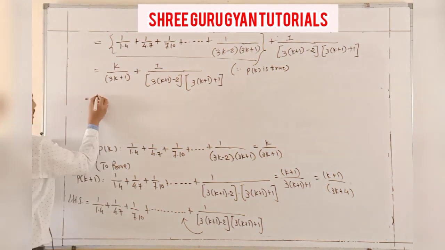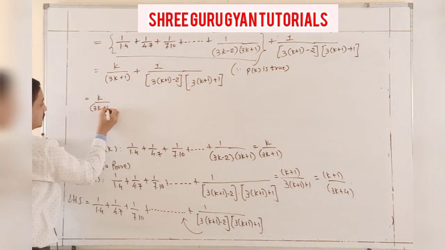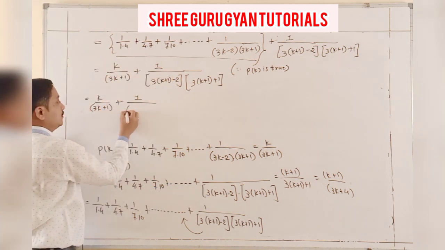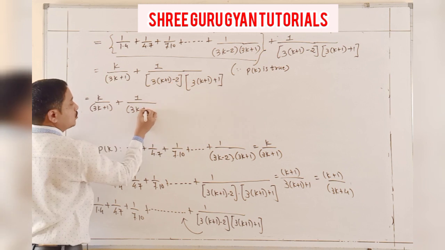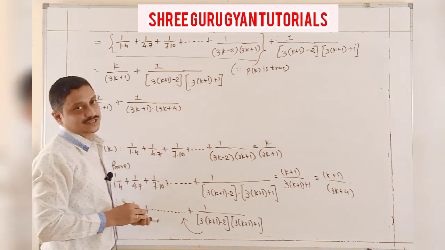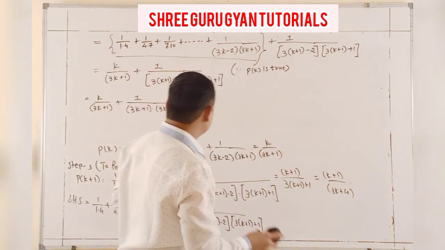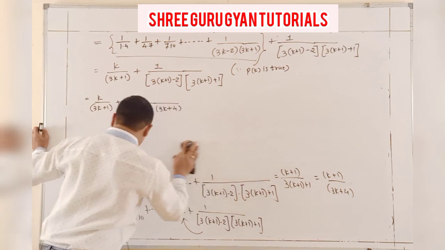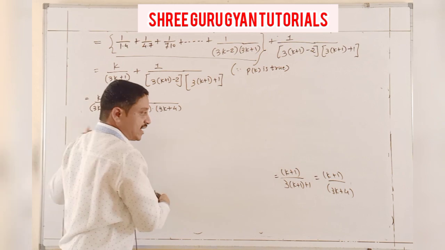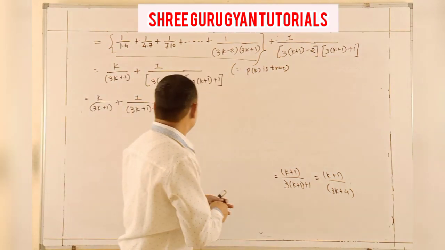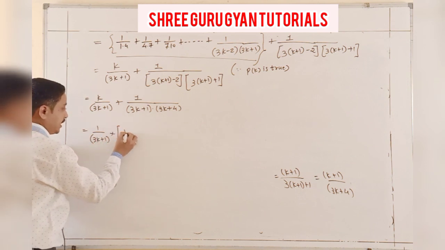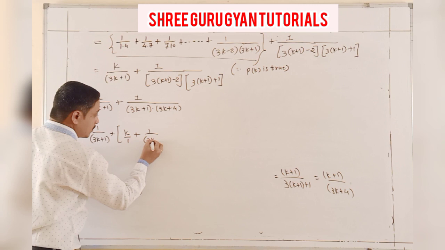Now students, k upon 3k plus 1. Now you calculate, not here, here is now the expansion. It is 3k plus 3 minus 2 plus 1. 3k, 3 and 1, 4. Yes students, now check out the LCM. Easily take the common and finish our sum. This is my answer. Yes. So, what is the common? 1 by 3k plus 1. Remaining are k, 1 by 3k plus 4.